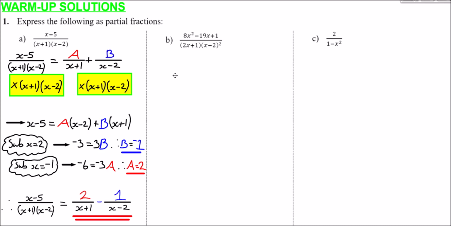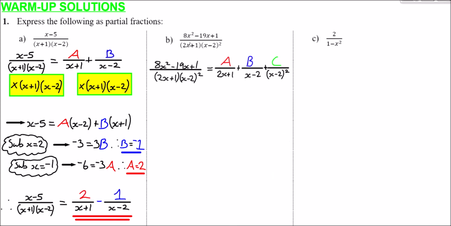Part B is a similar idea, but we need to remember for part B what we need to do. We have a repeated factor in the denominator. In this case, we have a repeated factor, which is x minus 2 all squared. So we account for that by writing out and setting it out as follows.